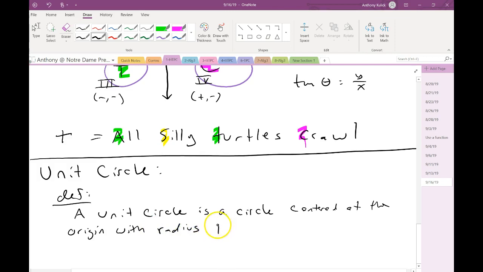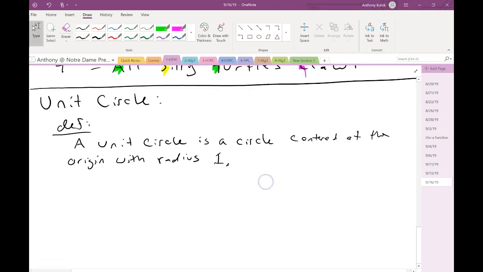It does say centered. So a unit circle is a circle centered at the origin with a radius of 1. And what we're going to do is complete this unit circle using the angles for which we can calculate the exact values without using our calculator. There are 16 of these angles.